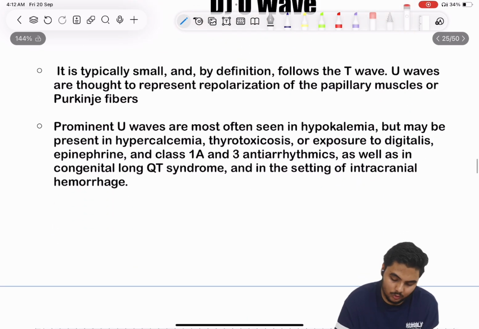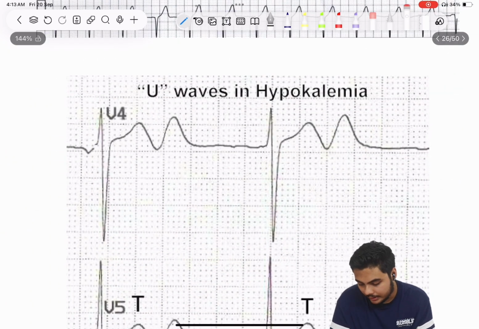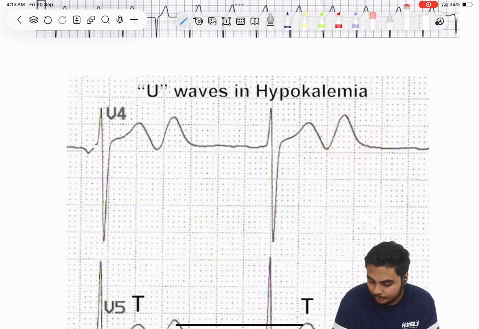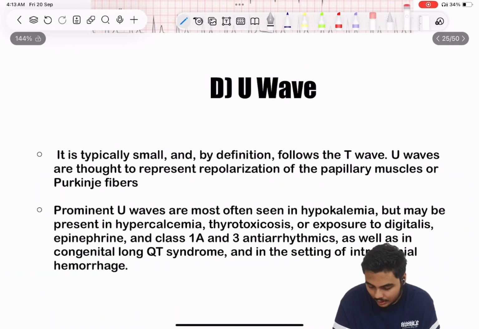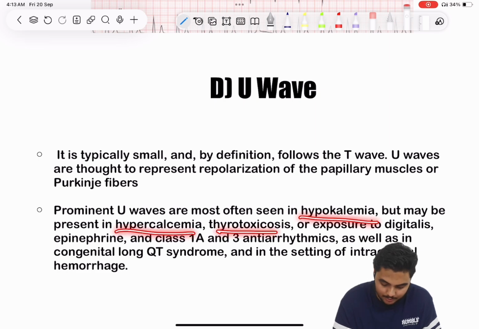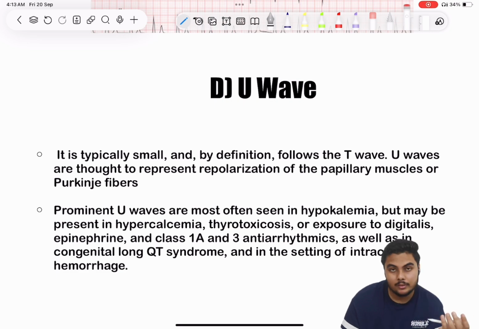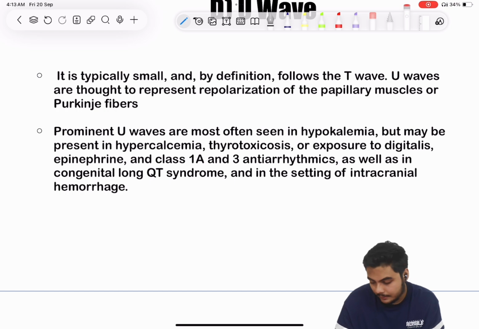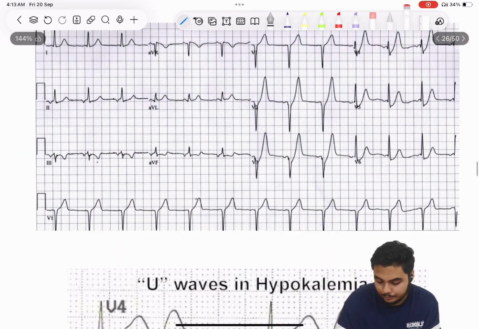Next is a U wave. So I already told you, U wave is nothing but a positive deflection which is seen after the T wave. This one is T and this one is U wave, right? So U wave comes after T wave, and it is a positive deflection seen in specific conditions such as hypokalemia, right? Along with hypokalemia, it can be seen in hypercalcemia, thyrotoxicosis, and digitalis exposure. But most importantly, remember, U waves are most commonly seen in hypokalemia. U waves are said to represent the repolarization of the papillary muscles or the Purkinje fibers. So that is the significance of the U waves, right?